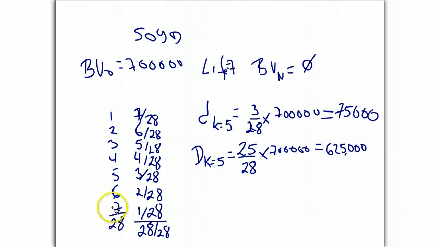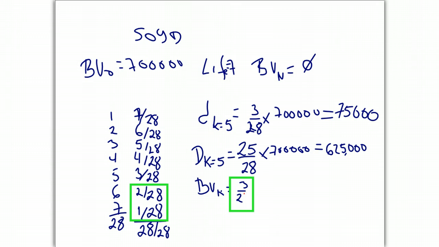The number of years that are remaining to be considered in the book value at k equals 5 would be 2 plus 1, that is 3 parts out of 28. In this instance, it is just a coincidence. It is not always the case that it is also 75,000.